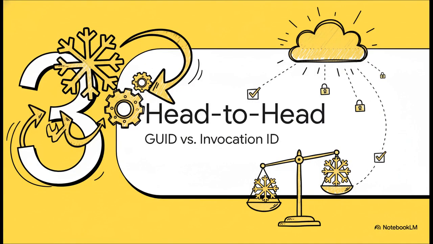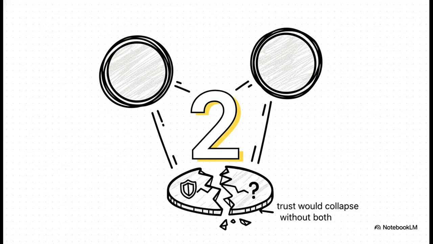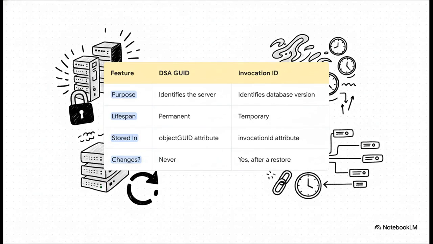All right, so let's put these two head-to-head. Let's really see how this clever dual identity system works together to maintain order and trust across the entire network. Yeah, it really all boils down to this. You've got two numbers, two totally distinct identities, and they're working in perfect harmony. If you took one away, the entire system of trust would just fall apart. And this table just lays it all out so perfectly. The DSA GUID is all about the server itself. It's permanent. It never changes. The Invocation ID, that's all about the data. It's temporary, it's tied to a specific version of the database, and it has to change when that history gets altered. So one tracks the machine, the other tracks the data's timeline.